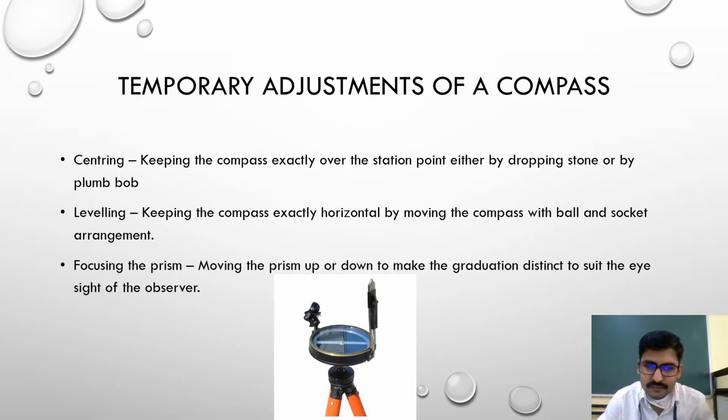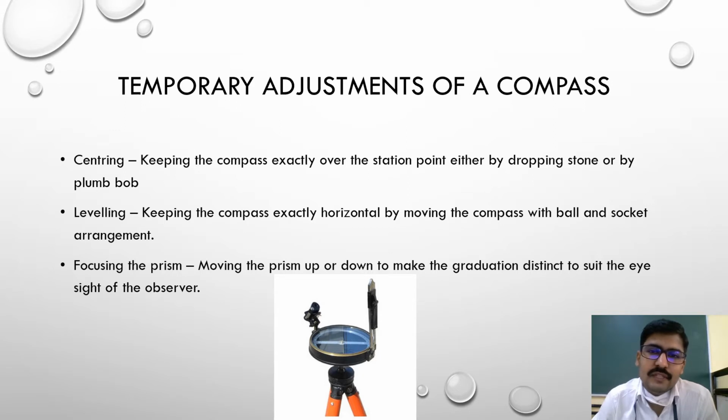There are adjustments which are permanent. Permanent adjustments of compass, permanent adjustments of dumpy level, permanent adjustments of theodolite. So for different equipments you will find permanent adjustments. If there is any kind of error which occurs in the equipment every time you use it, then you need to carry out permanent adjustments. If you start using equipment which has some error, then every reading you observe from that equipment will always have some error.